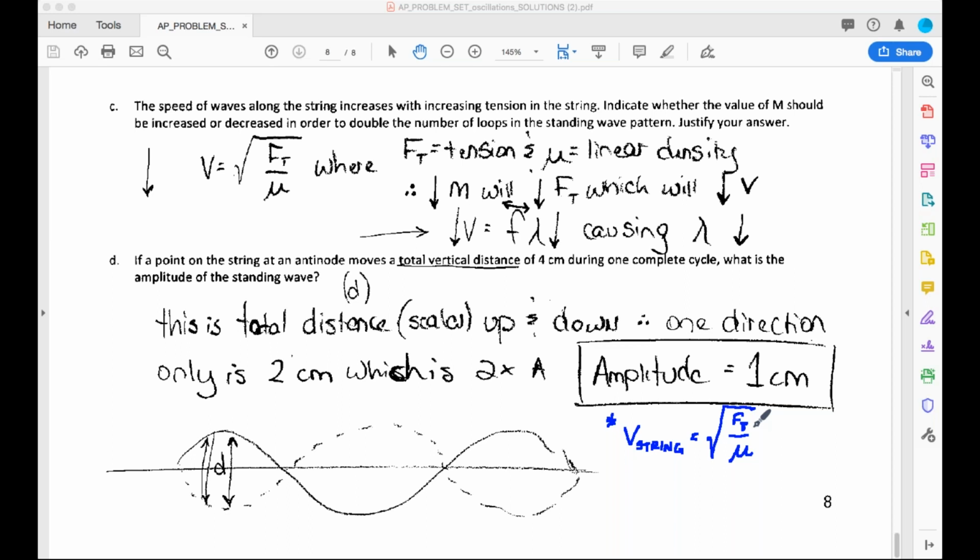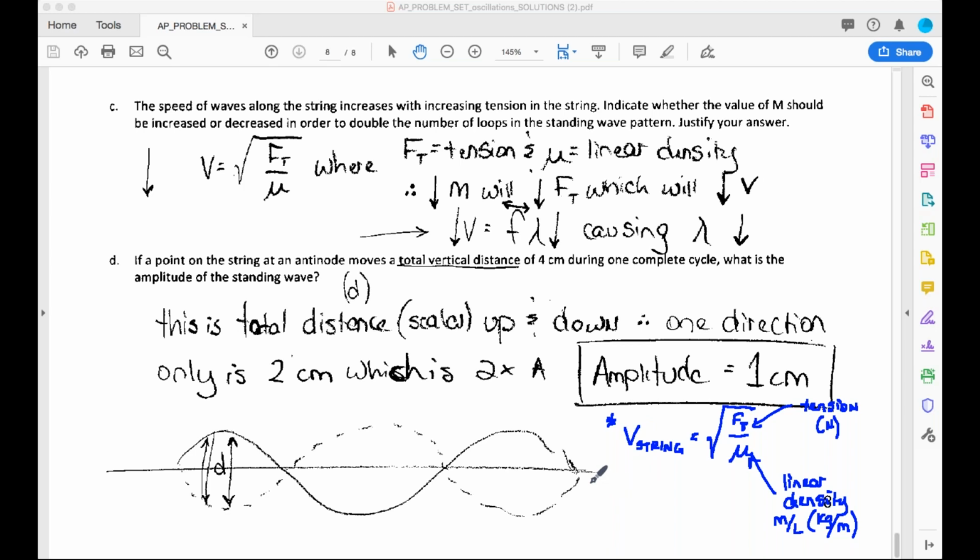So for starters, the one that I've written here in blue and put an asterisk next to is something that you should know, where F sub T is the tension in the string, in units of newtons, and mu is what's called the linear density. Linear density is the mass per unit length, and so therefore the units would be kilograms per meter. So there's kind of V string.